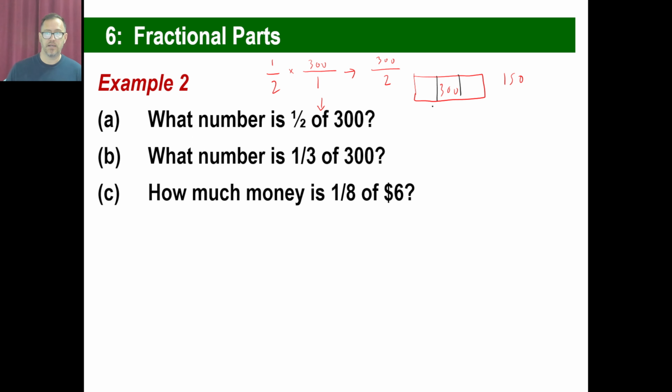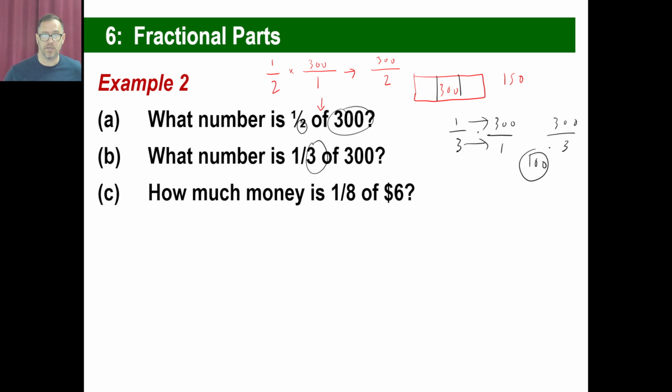Or you could just say 300 divided by this number, just like we did. Or you could say 1/3 of means to multiply, right? 1/3 of means times 300. 1 times 300 is 300, 3 times 1 is 3. 300 divided by 3, lo and behold, is also 100. There you go. All right?